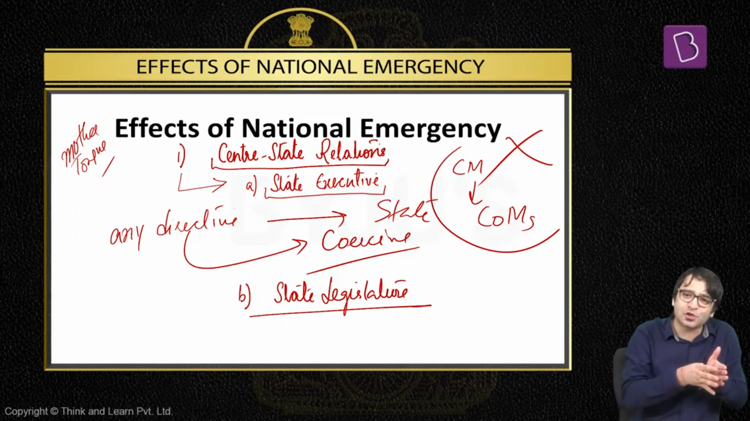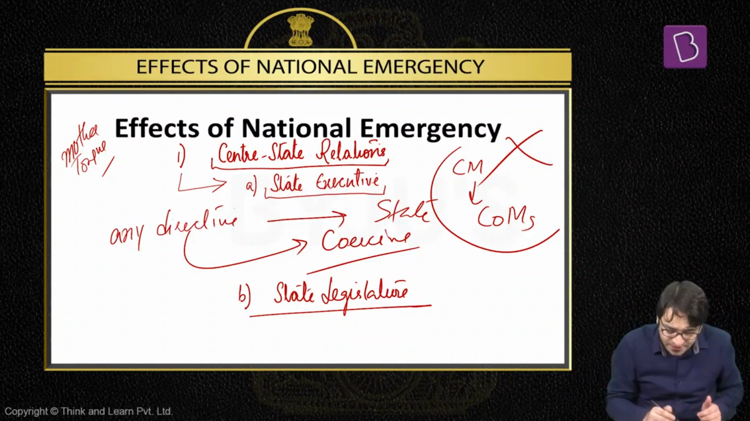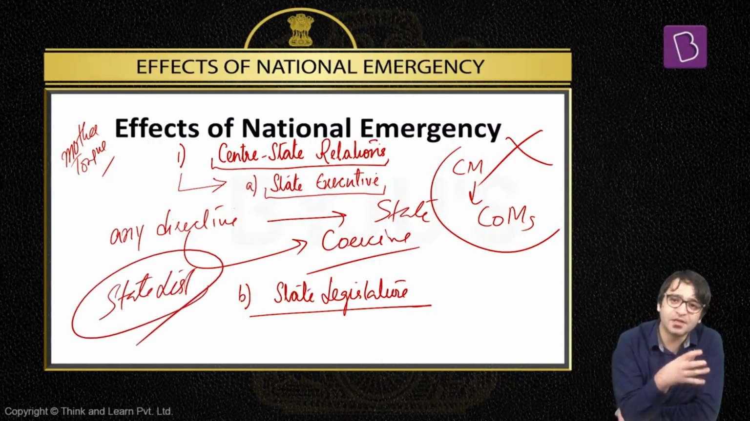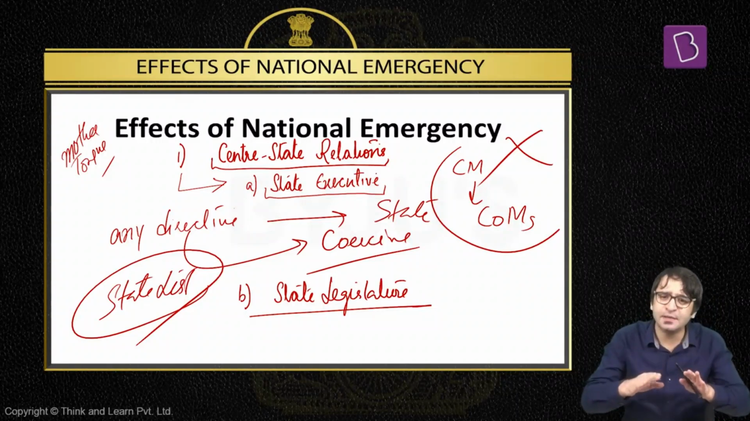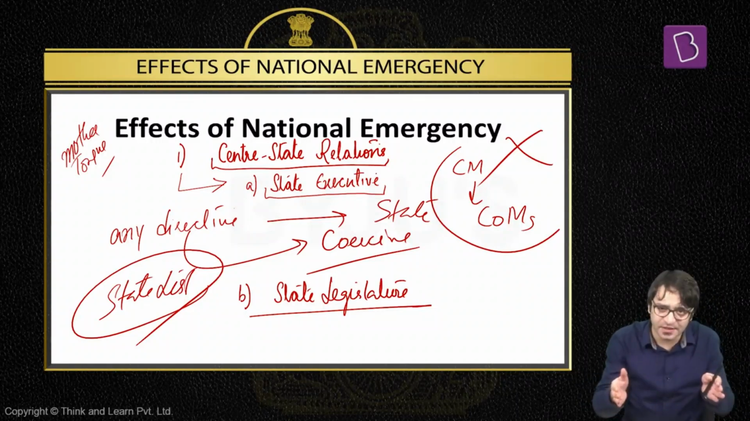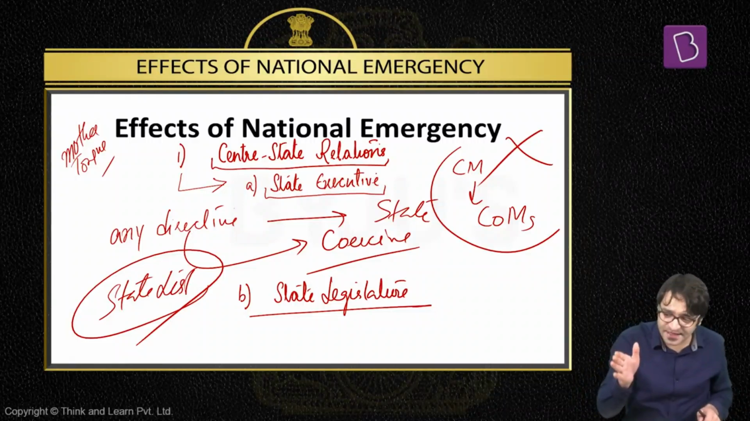But parliament assumes the power to legislate on any matter mentioned in the state list. That means during national emergency, parliament assumes the concurrent power of legislating on any matter mentioned on the state list. Which means during national emergency, the normal distribution of legislative subjects between the center and the states is suspended, despite the fact that state legislature exists.